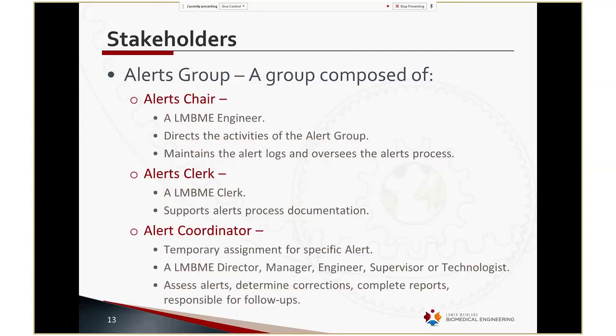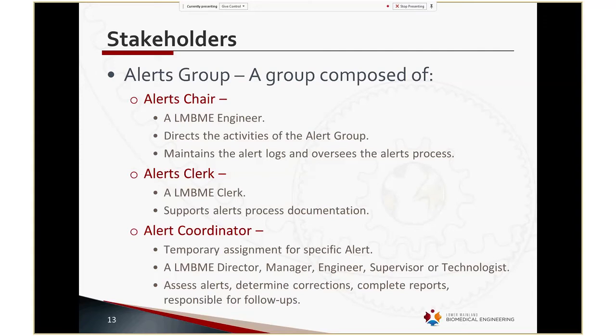So in terms of the stakeholders and who's in the alerts group, and what their high-level functions are. There's the alerts chair. The engineering group is currently chairing the alerts process. The responsibility of the engineering group is to direct the activities of the overall alerts group, as well as to maintain the alert log records and oversee the process. The alerts clerk role is filled by a clerk, primarily Cheryl, and Cheryl supports with a lot of the alerts process documentation.